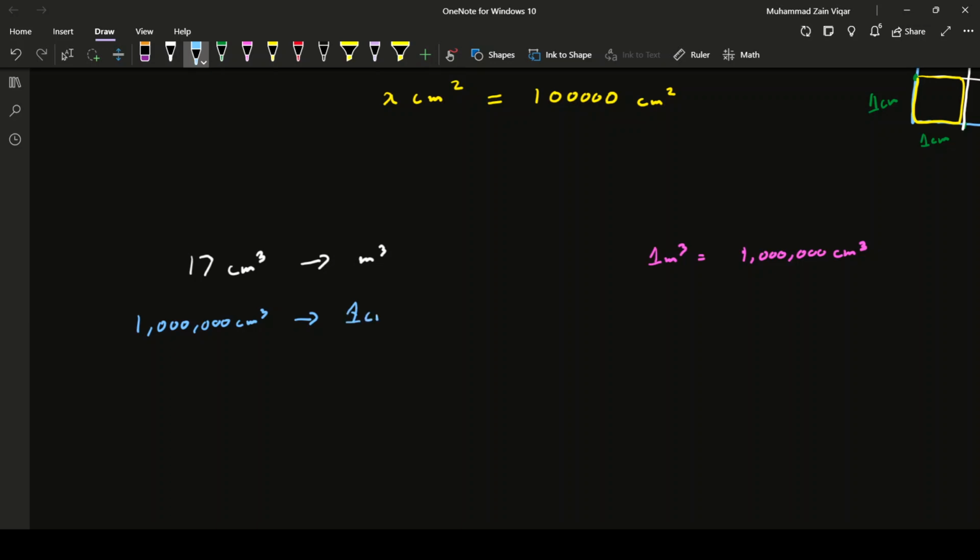are equal to 1 meter cube, and this was x, this is our x. So we cross multiply and we solve for x, and when we do that, we're left with a number which comes out to be 17 times 10 to the power negative 6 meter cube. Or you could write the number as a decimal, 0.000017 meter cube. So this would be my answer.